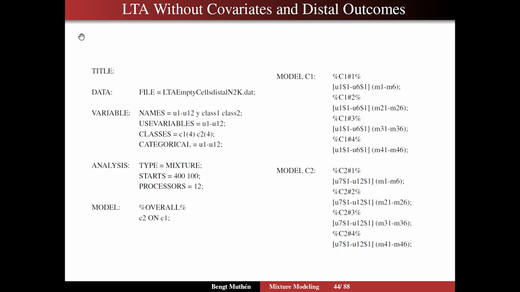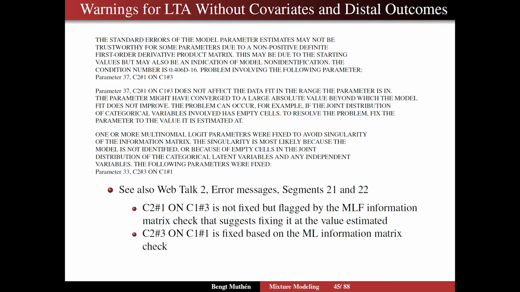First, let's consider regular LTA, so no covariates, no distal outcomes, that is, not doing a multi-step analysis. In that case, we do regress C2 on C1, and we're going to impose measurement invariance. So we have the same labels here at time point 1 and time point 2 for all of the classes. In this case, as shown on slide 45, the empty cells result in a lot of error messages.